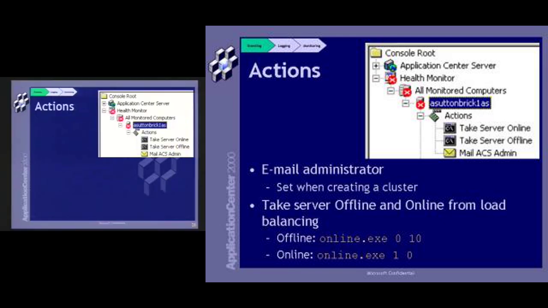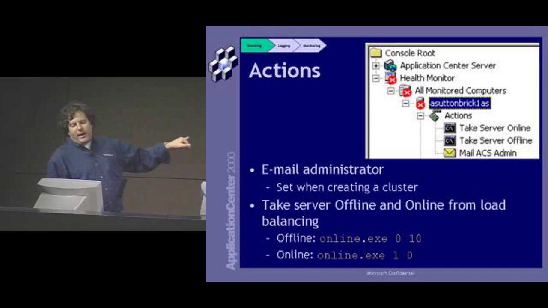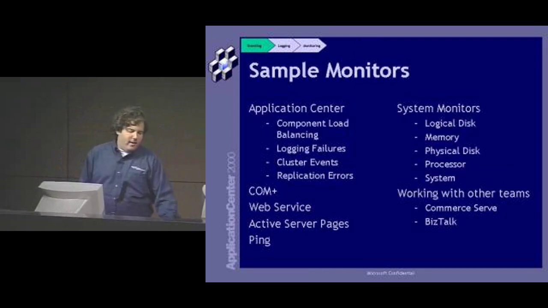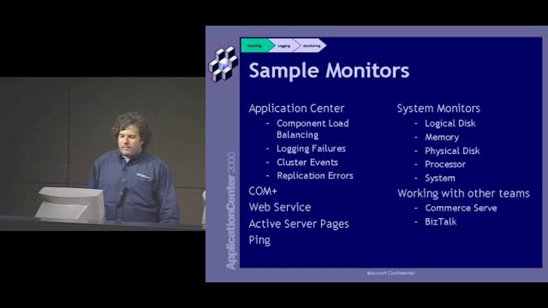For actions, we're going to set up 3 sample actions. The first is to email the server administrator, and we ask you for this information when creating the cluster. If you need to change it later, you need to change it in HealthMon. And then the online and offline actions, and we'll be doing this through an EXE. Online EXE 0 takes the server offline with a drain time of 10 minutes. Online EXE takes it back online. These are the actions that are applied to that online-offline data group.